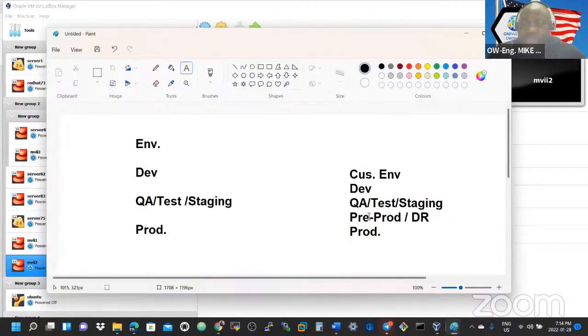We have a QA, which is the quality assurance. QA just means quality assurance or testing. They will also have the staging environment.